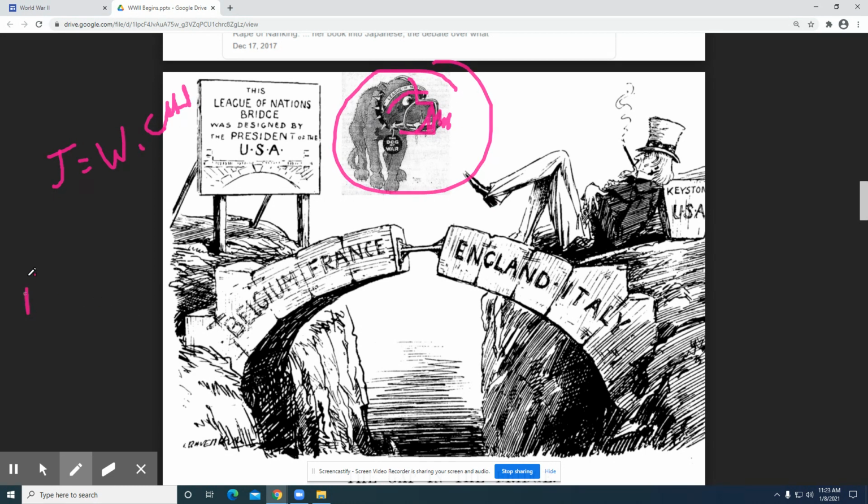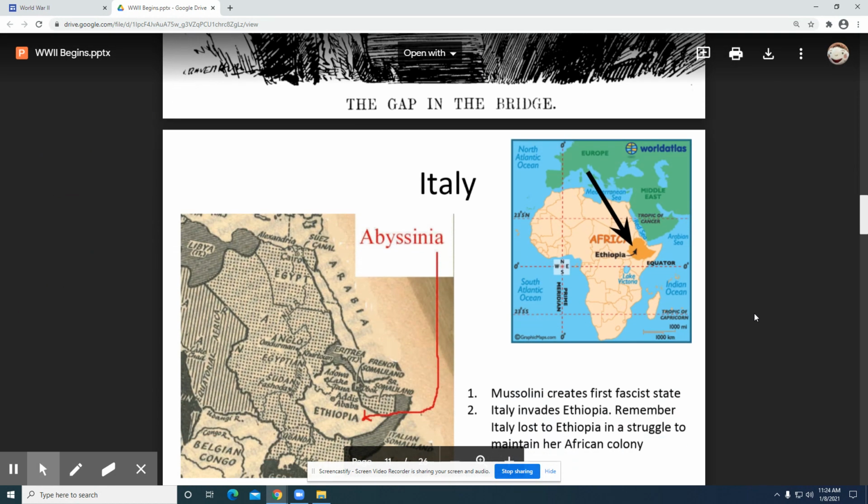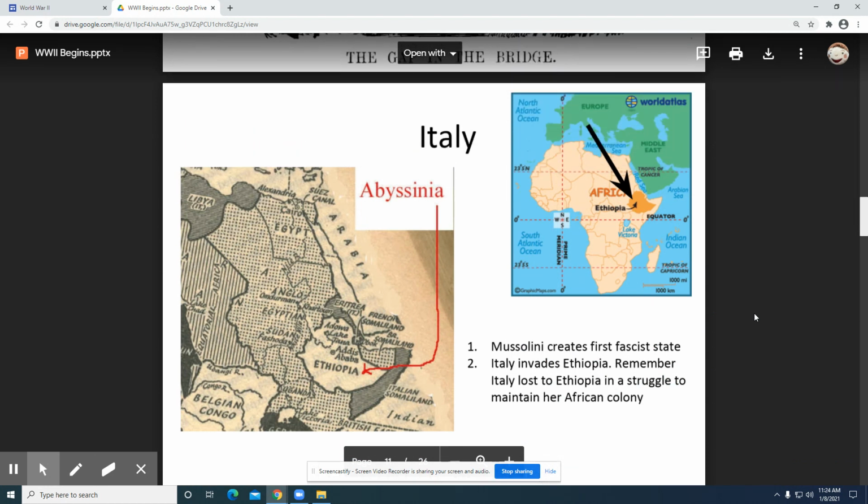Remember, the British and the French are trying to avoid war because they're utilizing appeasement as their foreign policy. And if you did not remember, the United States never joined the League of Nations, which is what this political cartoon is trying to show you here. So that's a quick analysis on that. We really didn't get into Italy, so let's say a little bit about Italy. I'm not going to focus so much on Italy during the conflict. We'll primarily focus on Germany and Japan.